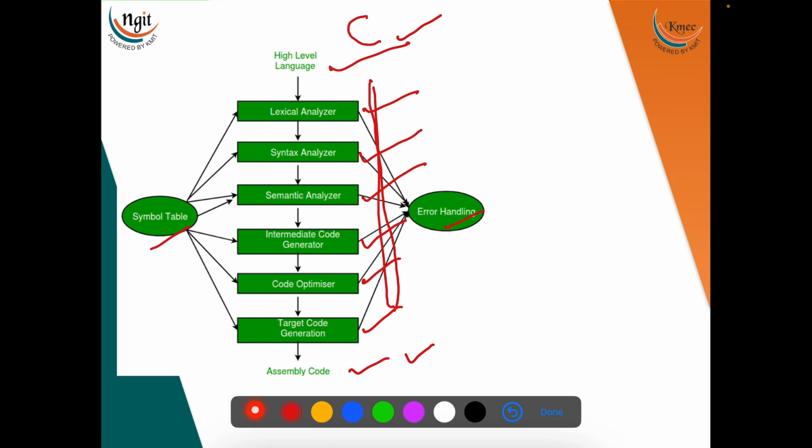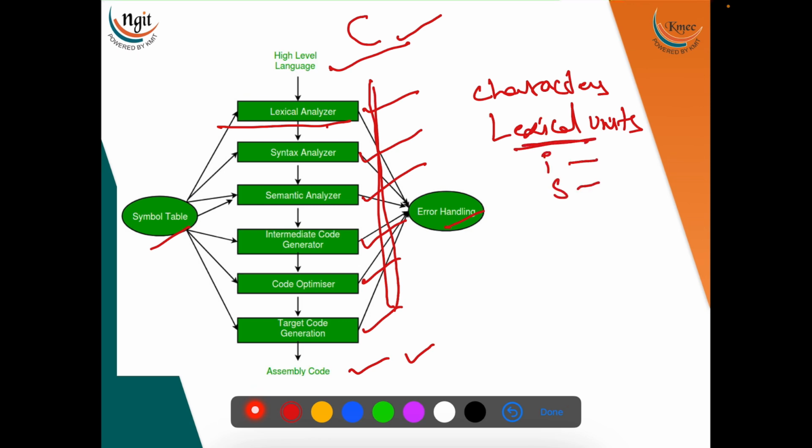But I'll give a clear glance to understand the compilation process, how it will be done. As far as lexical analysis is concerned, the lexical analyzer gathers the characters of the source program into lexical units. The lexical units of a program are identifiers, special words, operators, and any punctuation symbols. We'll take some example to understand it in a better way.